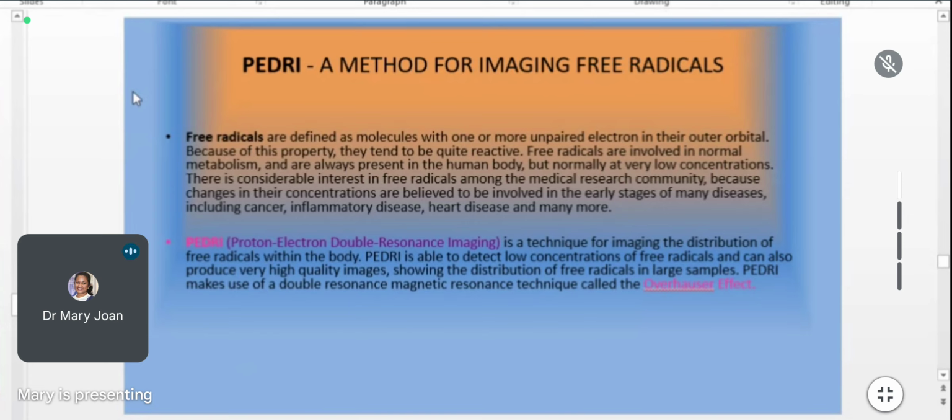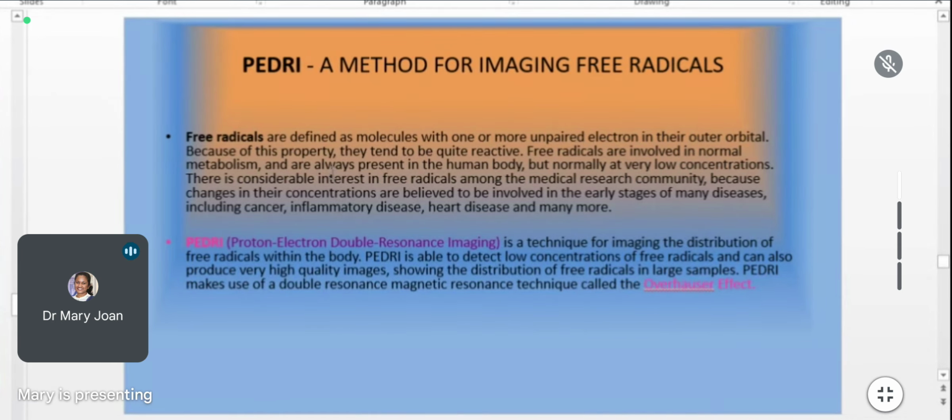So if we can identify those changes at an early stage, we can prevent them from further worsening and developing into disease conditions. So the full form is proton-electron double resonance imaging. So in the normal MRI, what we are doing, the proton resonance we are making use of, and in PEDRI, proton and electron double resonance imaging is a technique for imaging the distribution of free radicals within the body.